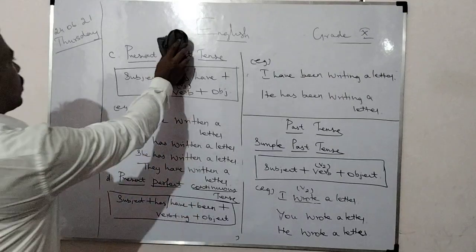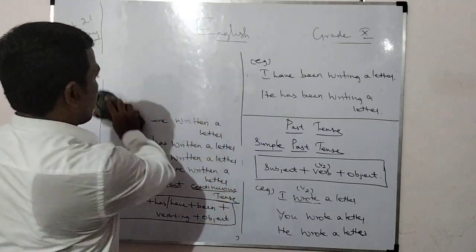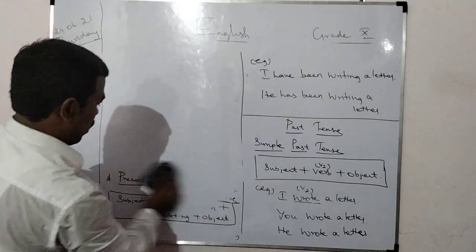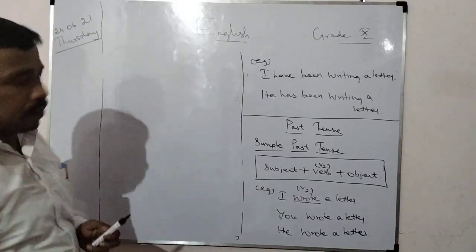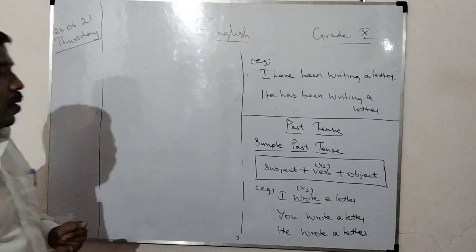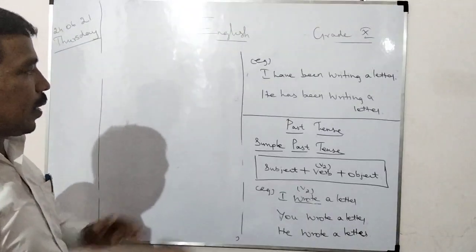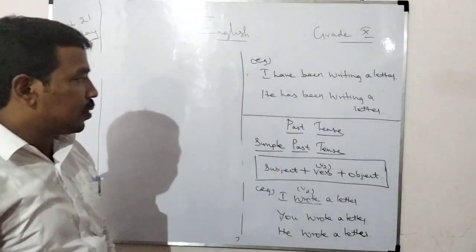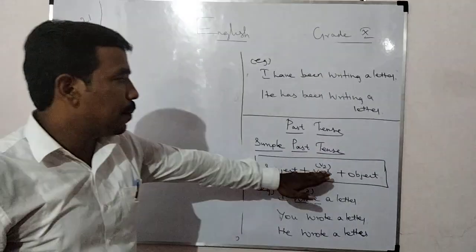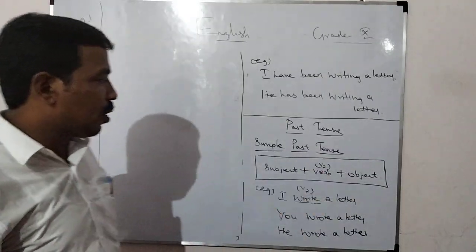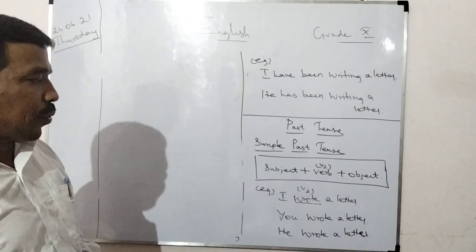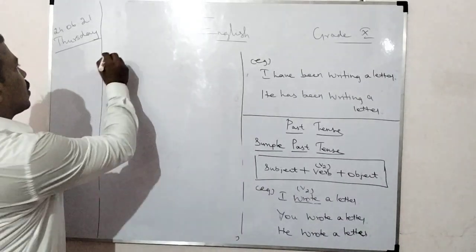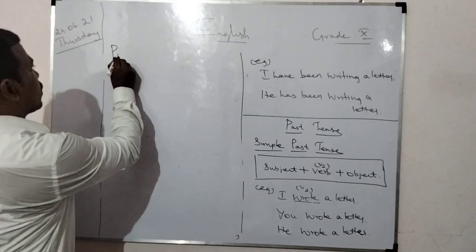Write fast. Okay, simple past tense: subject, past form of verb plus object. I wrote a letter. You wrote a letter. He wrote a letter.